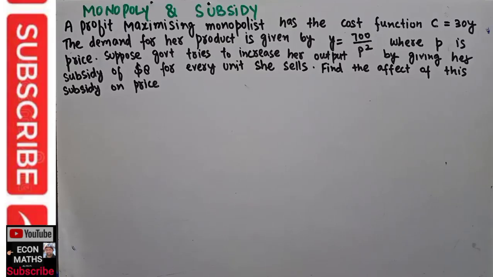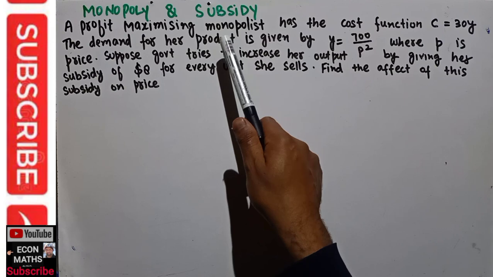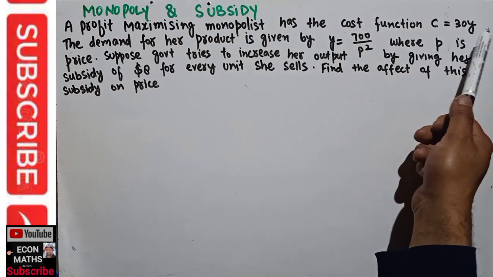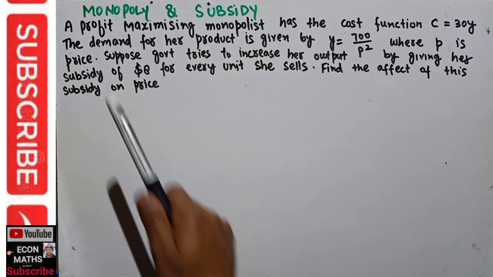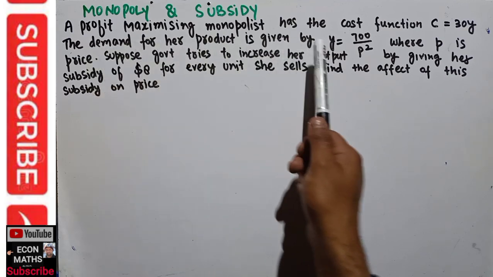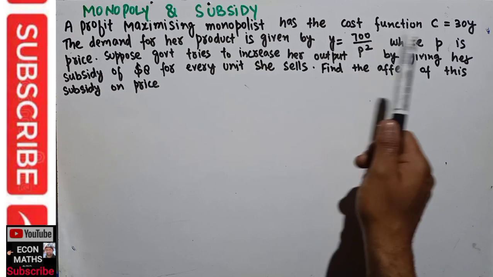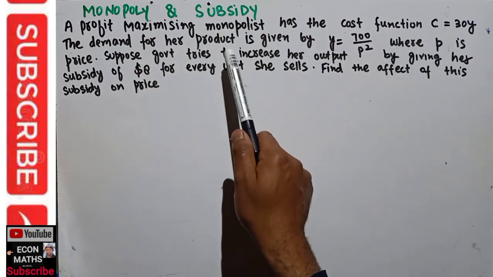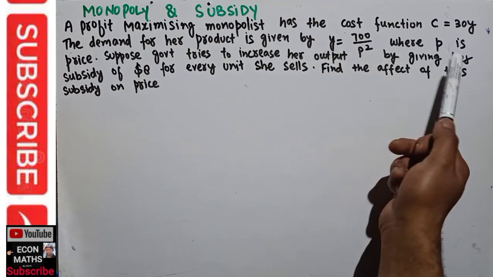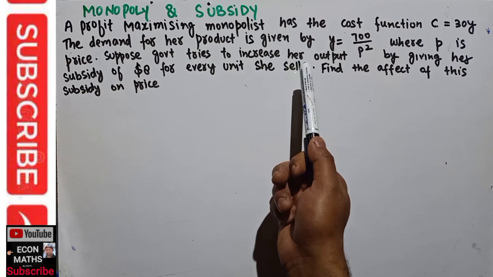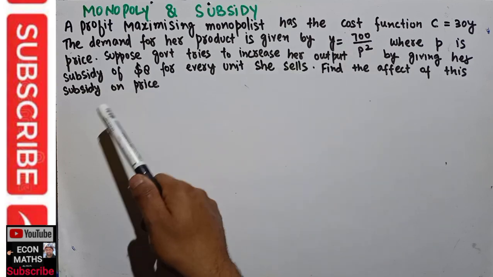In this video, we will learn the impact of subsidy on the price. The question is, a profit maximizing monopolist has the cost function of C is equal to 30Y. Y is the output, C denotes the total cost. The demand for her product is given by Y is equal to 700 upon P square. P is the price. Suppose government tries to increase her output by giving her a subsidy of $8 for every unit she sells. Find the effect of this subsidy on price.